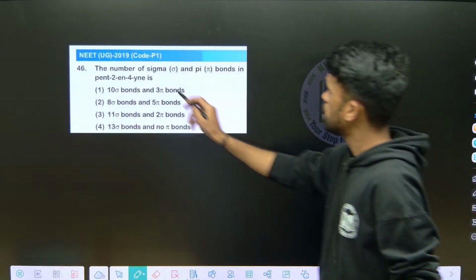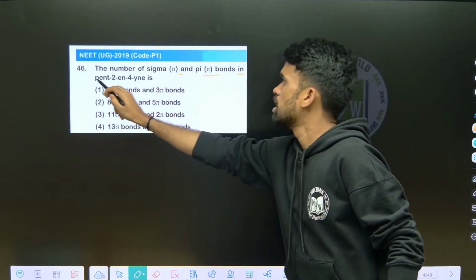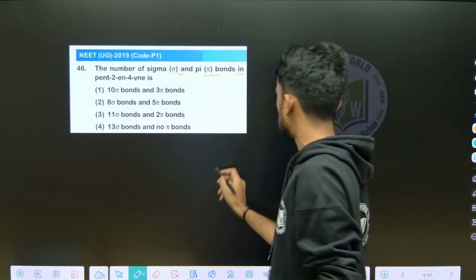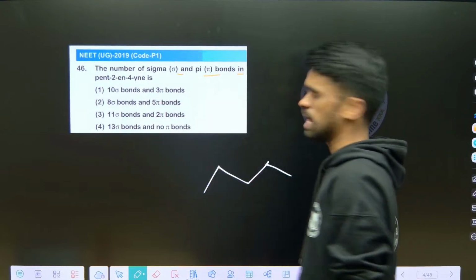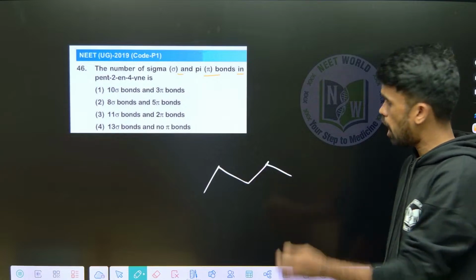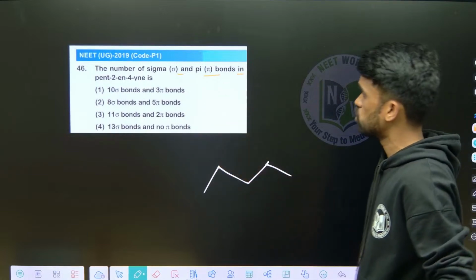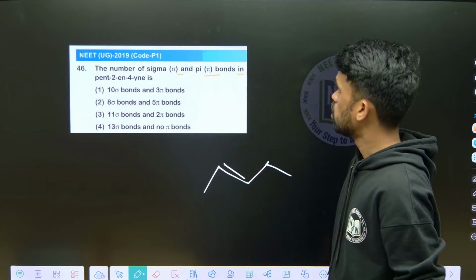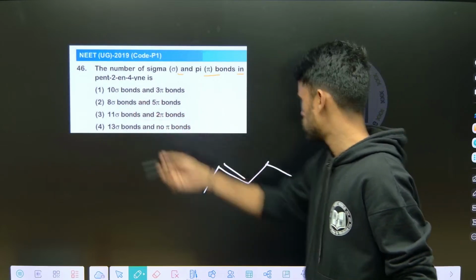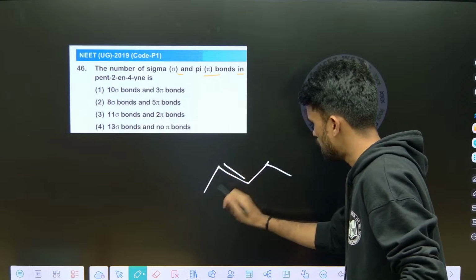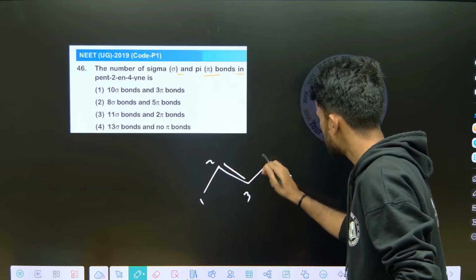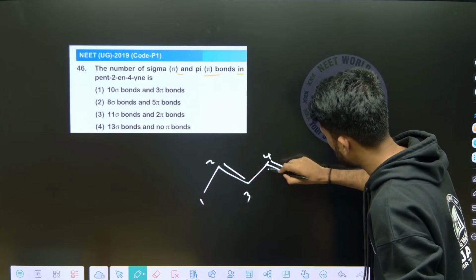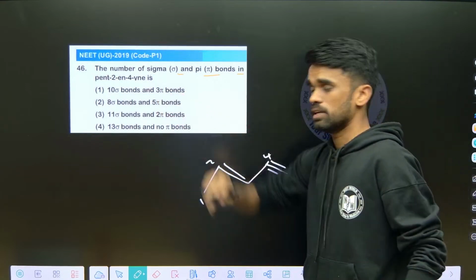Now they are asking the number of sigma and pi bonds in this particular compound. How do we write pent? Write 5 carbons. Whatever concept you know, apply that to answer this kind of question. See, pent-2-ene, so let us put a double bond here. Then they are saying 4-yne, so take the carbons as 1, 2, 3, 4, 5, and we can write a triple bond here because they are saying yne. So triple bond.